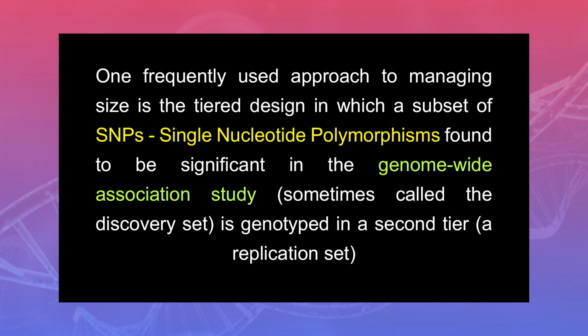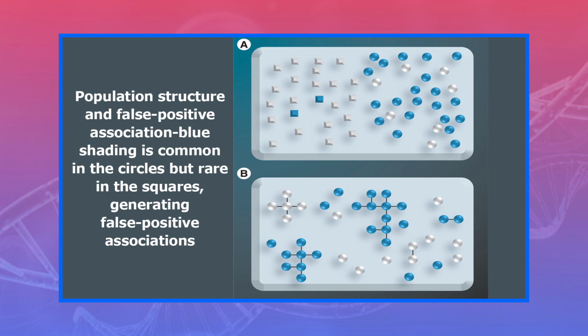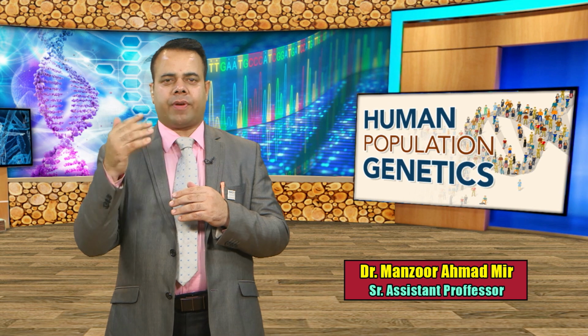One frequently used approach to managing size is the tiered design, in which a subset of SNPs found to be significant in the genome-wide association study, sometimes called the discovery set, is genotyped in a second tier, a replication set. This yields a smaller subset of significantly associated SNPs that are then tested in a third tier, a second replication set, and so on. This process helps to identify false positive associations. Carrying forward a large number of SNPs identified through a genome-wide association study into a test of replication also minimizes false negative results while raising the bar for the establishment of true positive results.